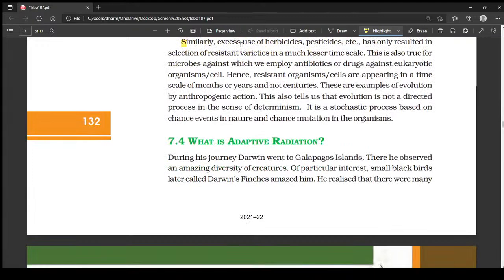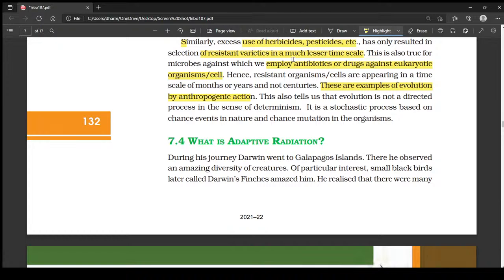Similarly, excess use of herbicides, pesticides, etc. has only resulted in selection of resistant varieties on a much shorter timescale. This is also true for microbes against which we employ antibiotics, or drugs against eukaryotic organisms and cells. Hence, resistant organisms, as said, are appearing on a timescale of months or years and not centuries. These are examples of evolution by anthropogenic action.